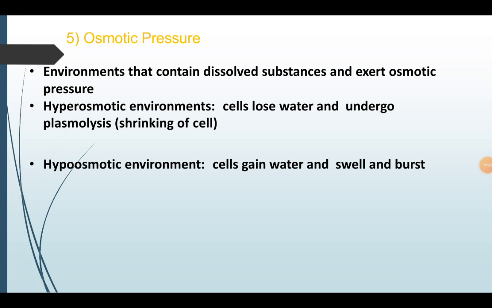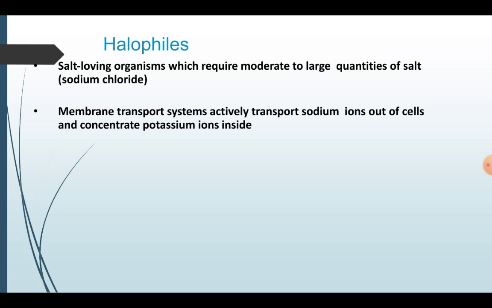Fifth one is osmotic pressure. Environments that contain dissolved substances exert osmotic pressure. In hyperosmotic environments, cells lose water and undergo plasmolysis, shrinking of cells. In hypoosmotic environments, cells gain water and swell and burst.